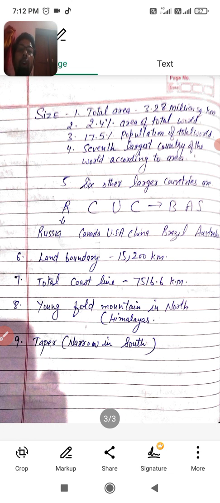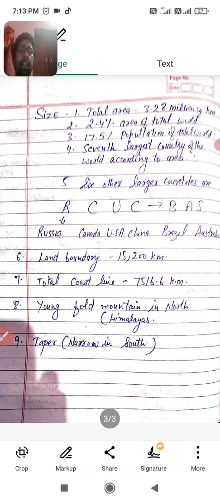I made a code for them. RCUC went in a bus. RCUC, Rahul Chawla, Usha Chawla. You can learn in any manner. R here means Russia, C here means Canada, U for USA, C for China, B for Brazil, and AS stands for Australia. I think you got the point.